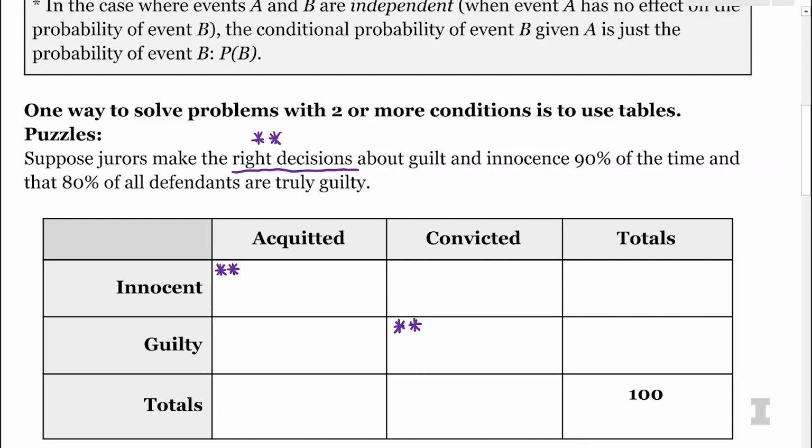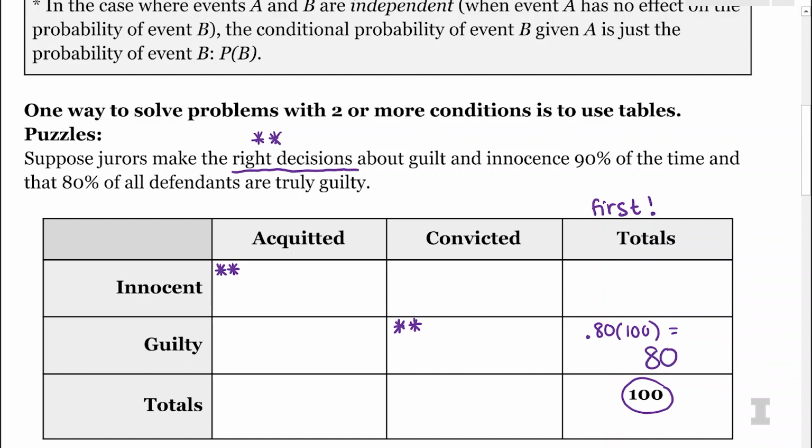So we know that happens 90% of the time, but I can't really do anything with this table until I fill in my total column. So we always want to fill in the total column first, or if they give me the total row, that's totally fine. So let's see, it says 80% of all defendants are truly guilty. So of this, it looks like it's for 100 people. So 80% of 100 is just 80. So there are 80 guilty people.